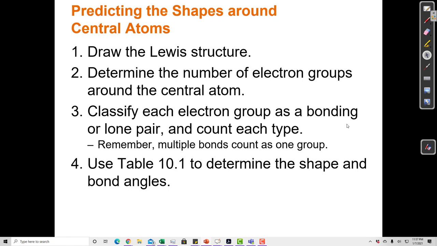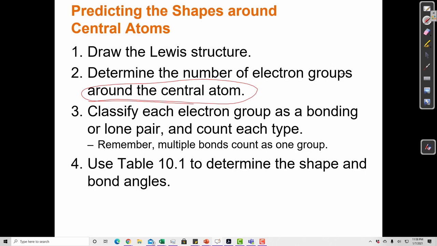All right, so again, let's review. To do this, we draw the Lewis structure first. We determine the number of electron groups from our Lewis structure only around the central atom. So I would emphasize only around the central atom. Sometimes students count the bonds and lone pairs around every atom in the molecule, and that's too many bonds and lone pairs. You won't find an entry on the table. You only count the electron groups around the central atom.